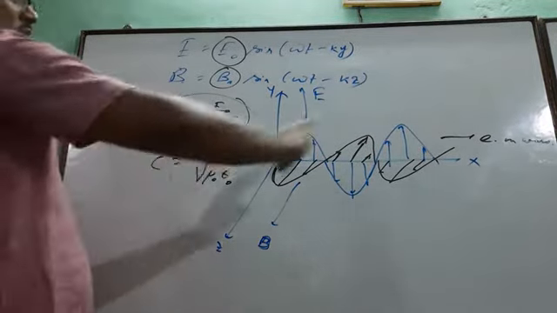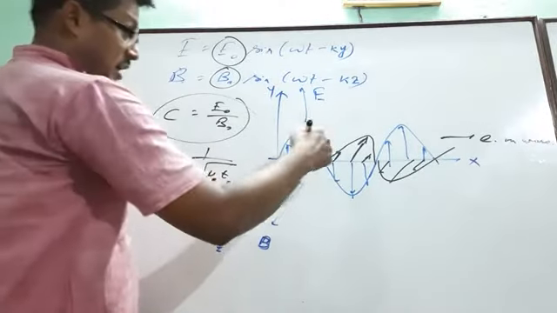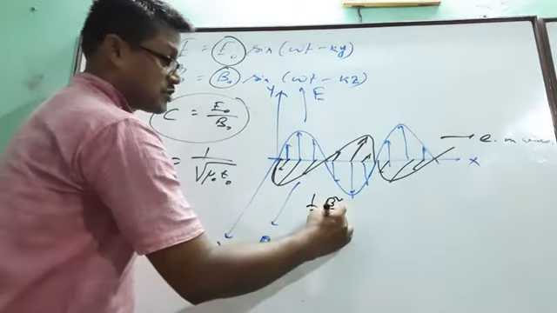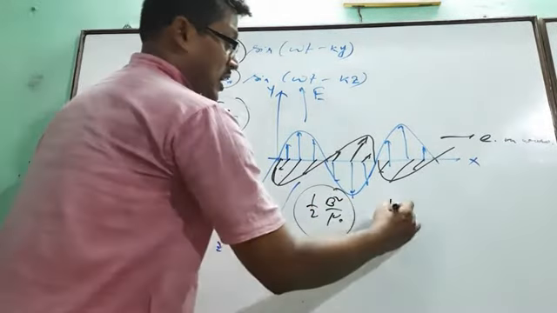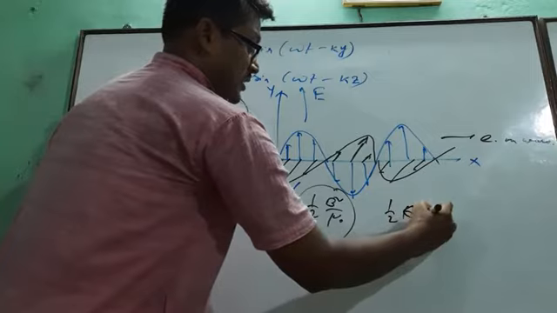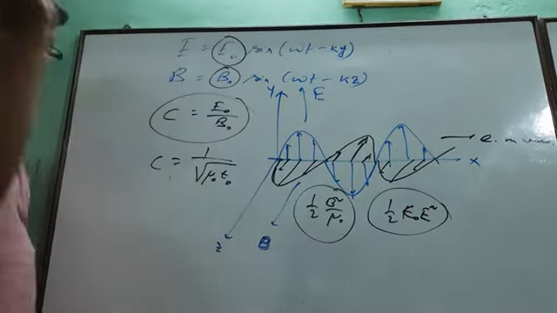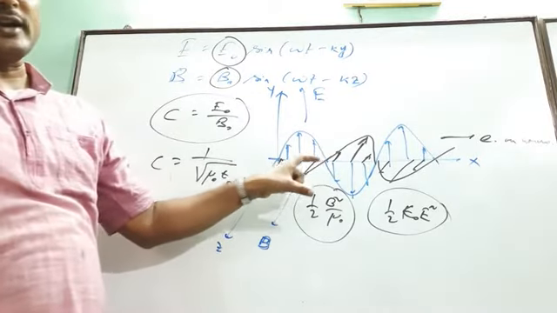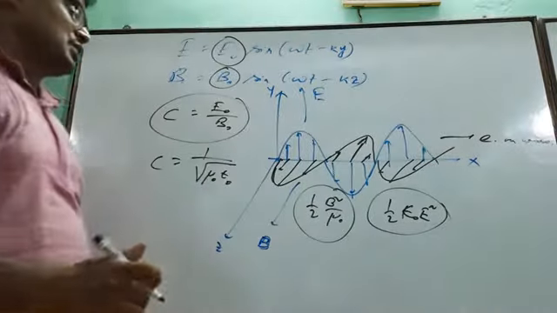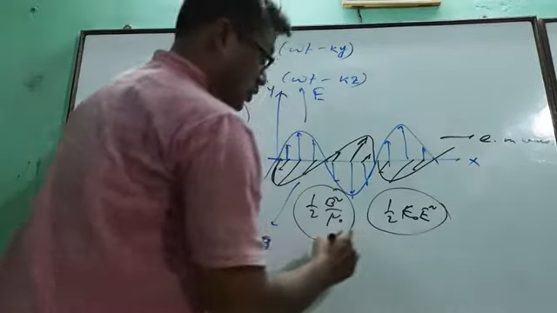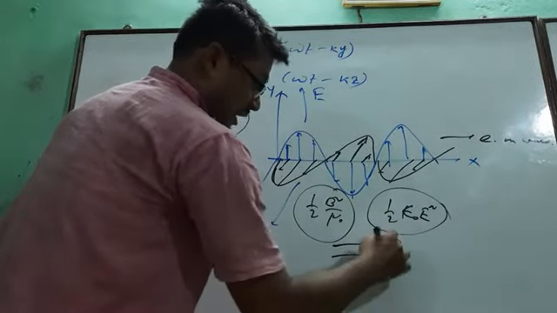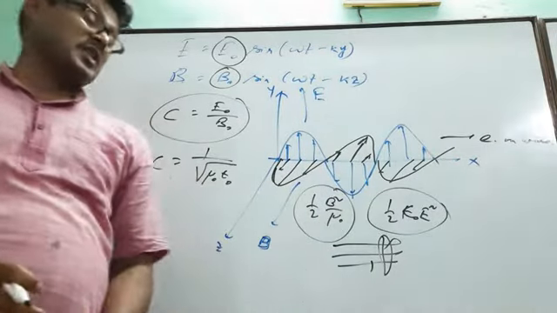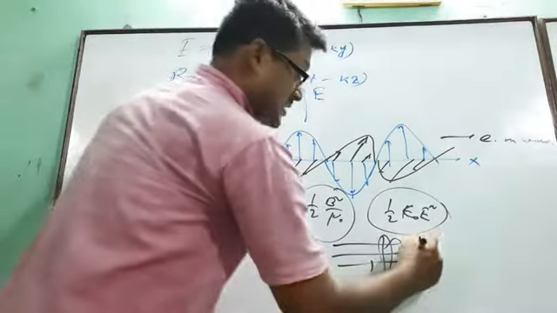Again, when the light is propagating, the energy related with the average magnetic energy is half B square by mu 0, as well as half epsilon 0 E naught square, that we have discussed in electrostatic field and magnetostatic field. So these two energies are concentrated here and propagating. Energy density means the amount of energy passing through unit area per unit time, and these two energies are passing through this, and this energy intensity is I.